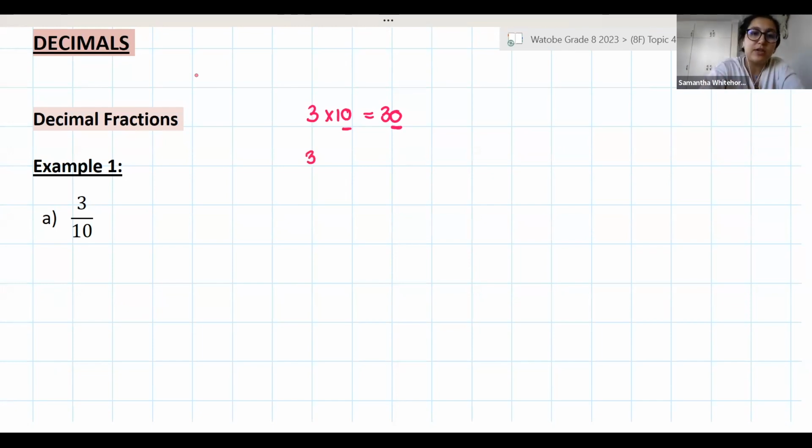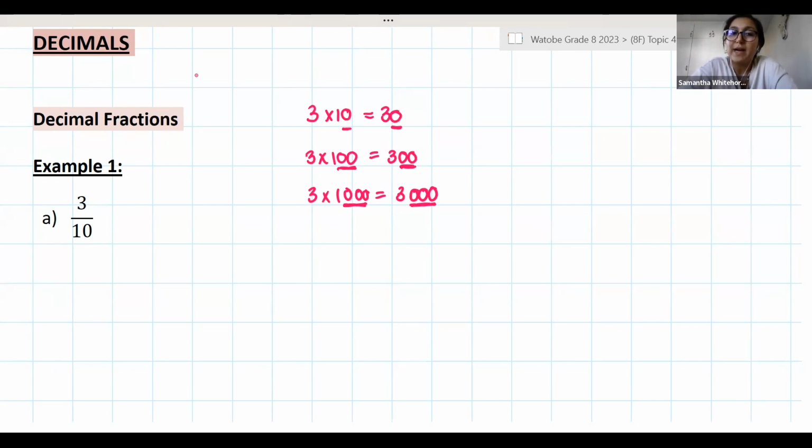If I'm saying 3 times 100, I'm adding 2 zeros to 3 because 100 has 2 zeros. If I said 3 times 1,000, I would get 3,000. So I'm adding 3 zeros to my 3 or my whole number because that's how many zeros 1,000 has. And we could keep going all the way up to trillion if we really felt that way. But the point is, when I am multiplying, firstly, my numbers are getting bigger. And secondly, I keep adding a unit to my number.